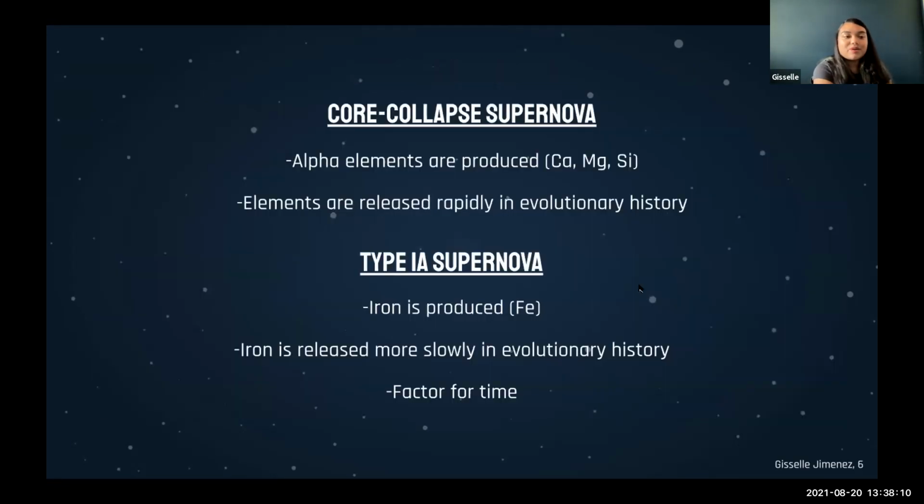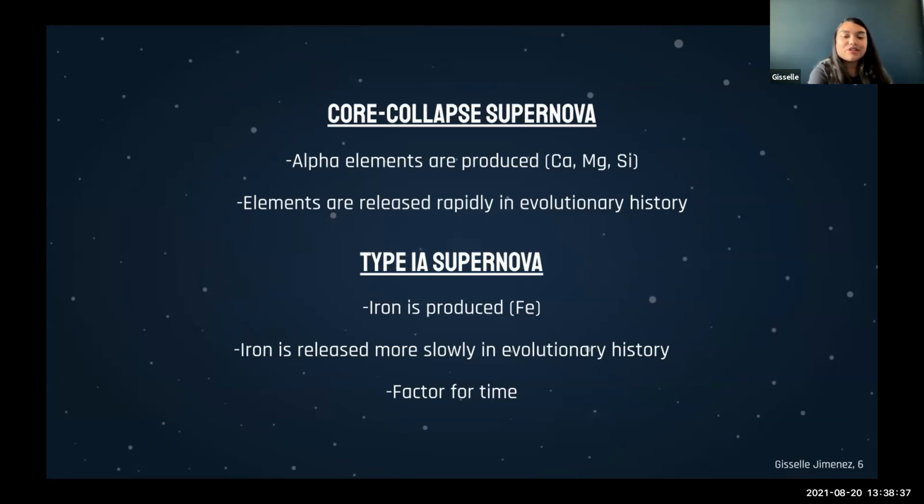So these stars I am working with form from two different stellar events, core collapse supernovae and type 1a supernovae. Alpha elements such as calcium, magnesium, and silicon are produced in core collapse supernovae. Those are the three elements that I'll also be tracking in my evolution model. And these elements are released rapidly in evolutionary history compared to iron, which is produced in type 1a supernovae.